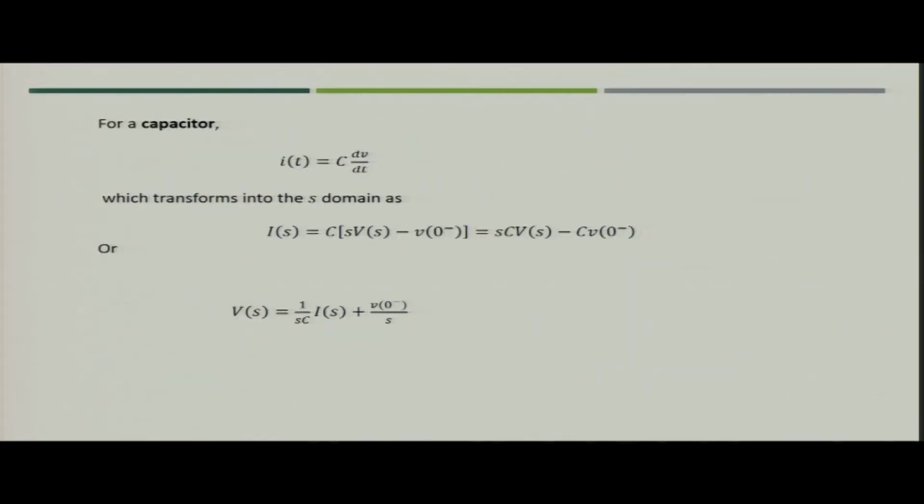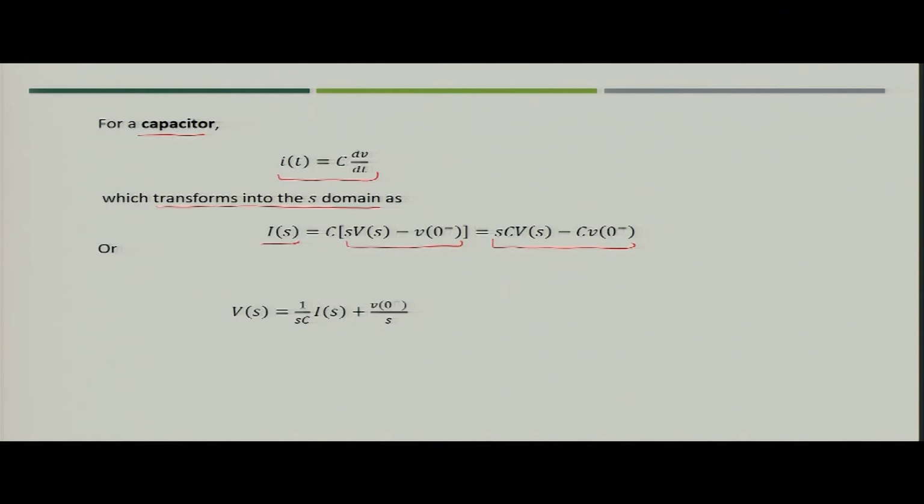Now, next let us talk about the capacitor. So, in case of a capacitor, we know that current at any time t can be given by C dv by dt. So, using the equation in time domain, we will transform this into s domain. So, when we convert it into s domain, it will become I(s) equal to C, and then dv by dt will be converted again into s into V(s) minus v at time t equal to 0. So, finally, the current I(s) we will get is s into C V(s) minus C v at time t equal to 0.